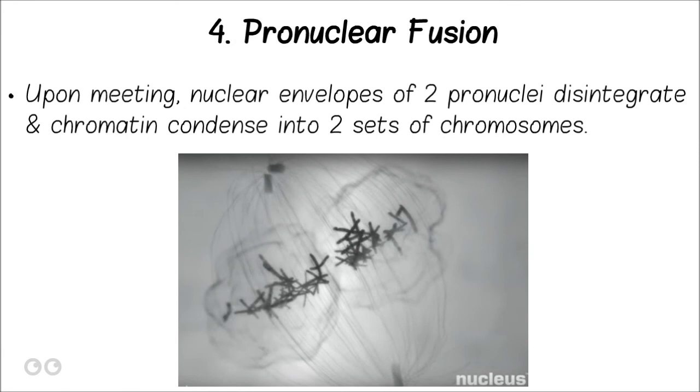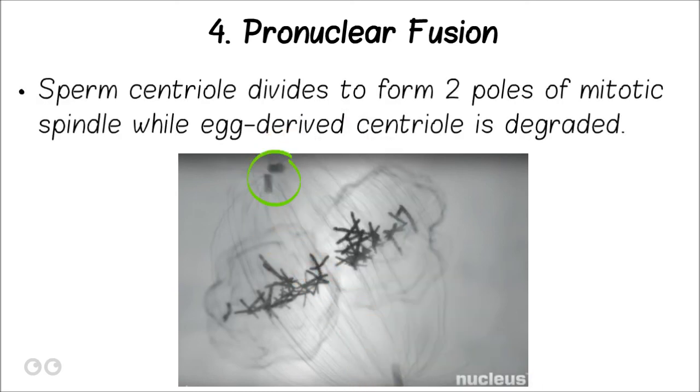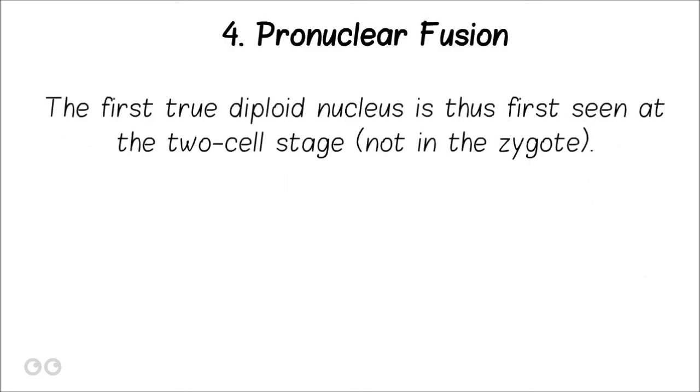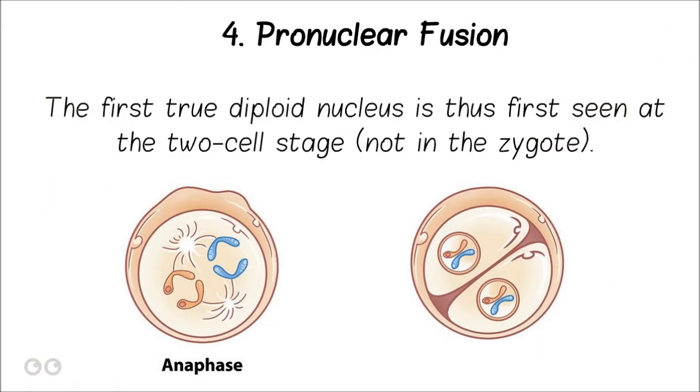Upon meeting, the nuclear envelopes of the two pronuclei disintegrate and the chromatin condenses, resulting in two sets of chromosomes. The spermatozoan centriole then divides to form the two poles of the mitotic spindle, while the egg-derived centriole is degraded. At prometaphase, the two sets of chromosomes from the egg and sperm intermix on the metaphase equator, and the common mitotic spindle initiates the first mitotic division. The first true diploid nucleus is thus first seen at the two-cell stage, not in the zygote.